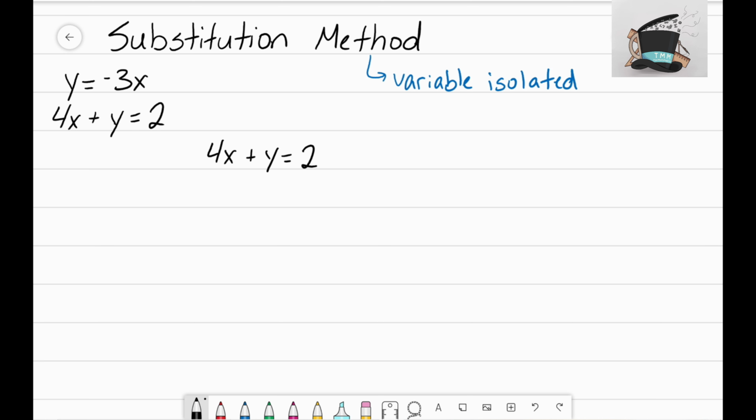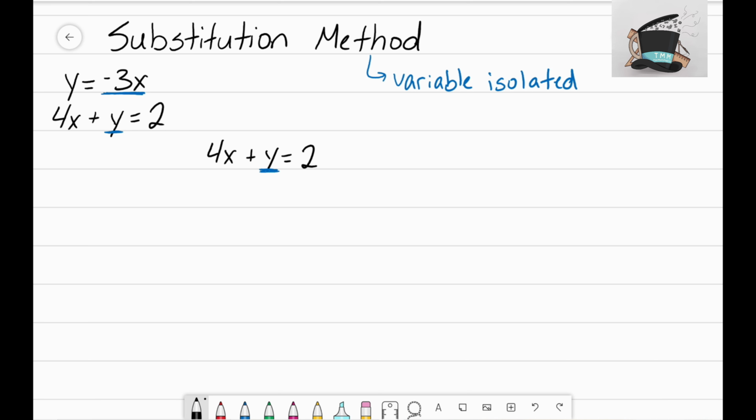Now here is where the substitution method comes into play. Again, I want to look at the equation where my variable is isolated. That is this top equation here, and I know that y equals negative 3x. That means wherever I see a y, I can just replace that y with a negative 3x. Looking at my second equation, I see that I have a y right here, right? I just rewrote the equation.